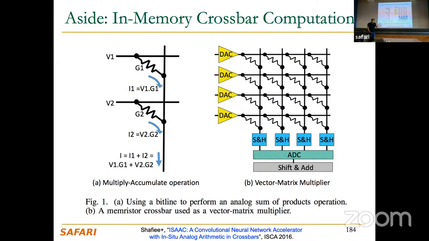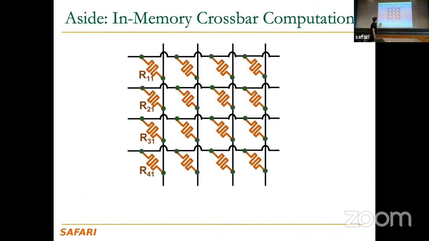So many recent proposals in the last 6-7 years are exploiting this in-memory crossbar analog computation to perform vector-matrix multiplication and to execute neural networks, for example. And here you have a view of how this more or less works, right? This is how the crossbar looks. These are the memory cells themselves. This can be PCM, can be a memristor, for example. It's basically a resistance value that we can program.